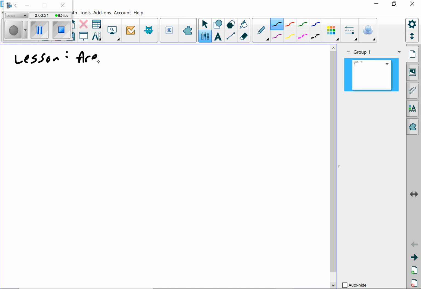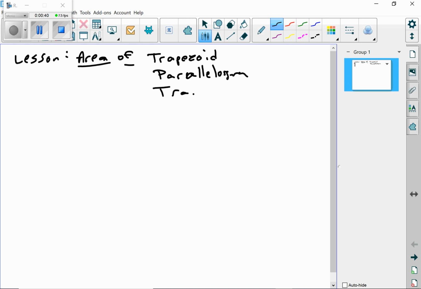We'll do area of three things. We're doing finding the area of three things. We're doing trapezoids, parallelograms, and triangles.